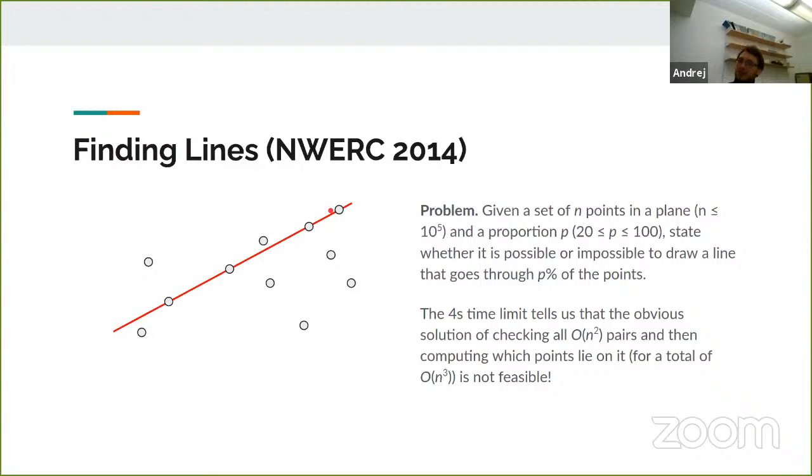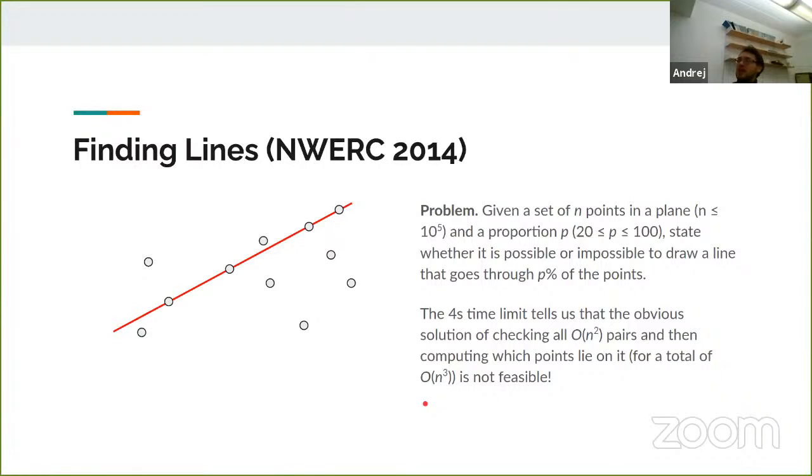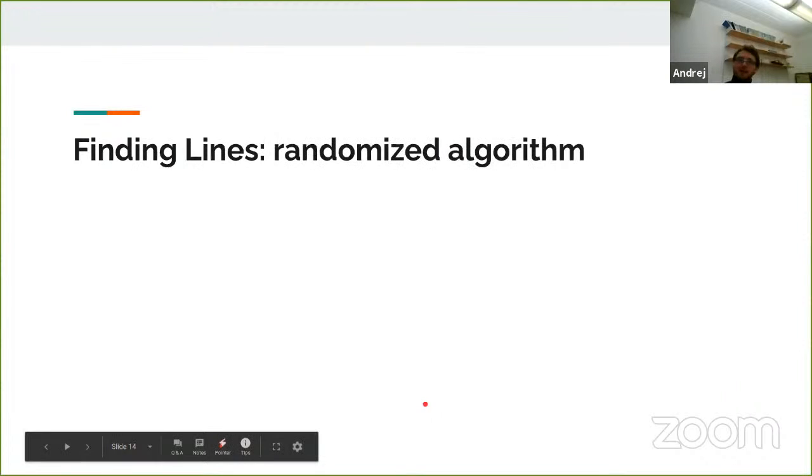We want something that works in much better than cubic time. Quadratic time is not going to pass. N log n time is pushing it. So linear time seems like a plausible option, but how do you even do something like this? Well, the answer is you need to come up with a randomized algorithm.